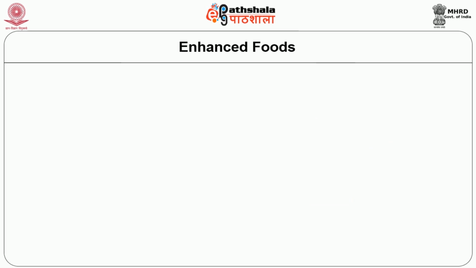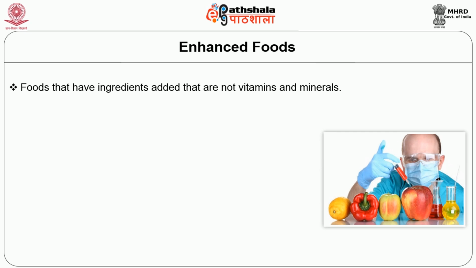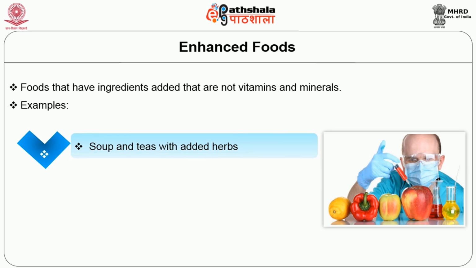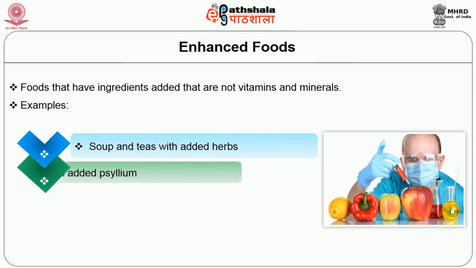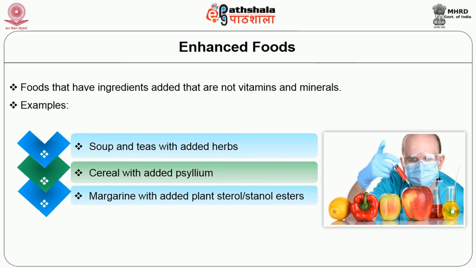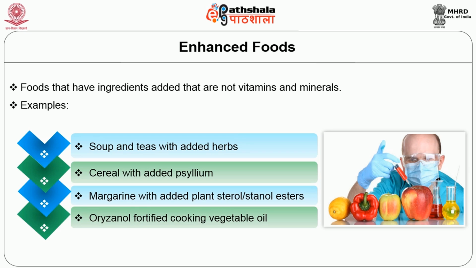And the third one is the enhanced foods. Foods that have ingredients added that are not vitamins and minerals. Examples: soups and teas with added herbs. Nowadays a lot of herbs are available in the market. Cereals with added psyllium. This is to enrich the fibrous part. Margarine with added plant sterol, stanol esters. These also work as antioxidants. Oryzanol fortified cooking vegetable oil. See, you usually get oryzanol in rice bran oil. But a cooking vegetable oil can also be enhanced by fortifying with the oryzanol compound. You can get the benefits against cardiovascular diseases.